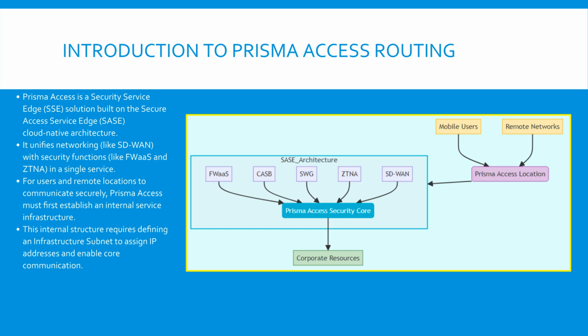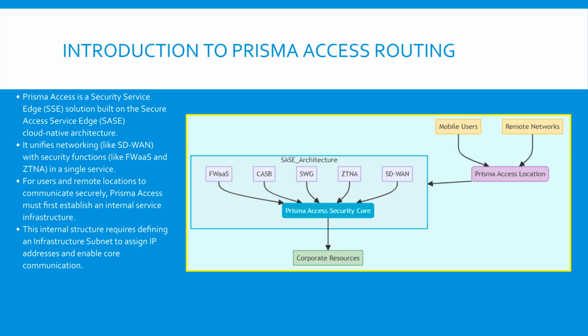To build this internal network, you must define an infrastructure subnet. This private IP range acts like the foundational glue, allowing Prisma Access to create a robust network infrastructure between all your remote locations, mobile users, and data centers connected by service connections. This is the starting point for all backbone routing.